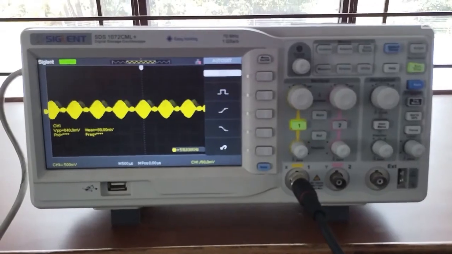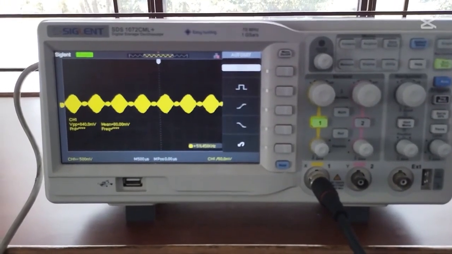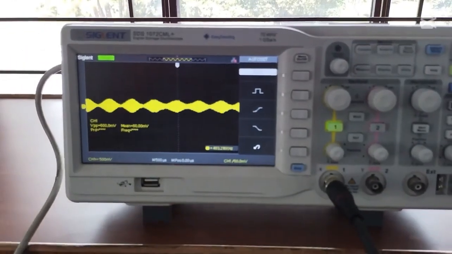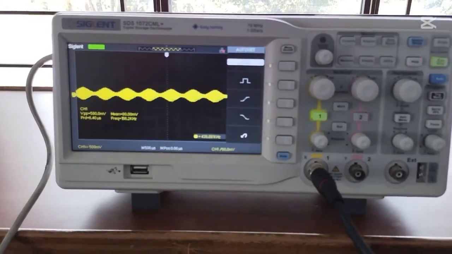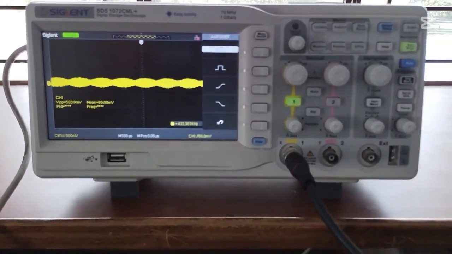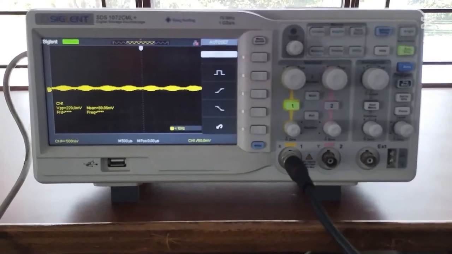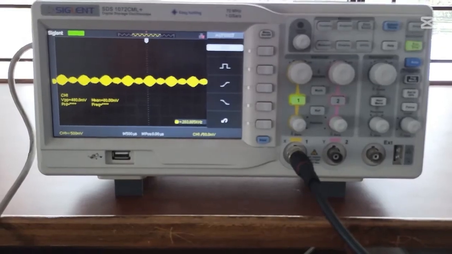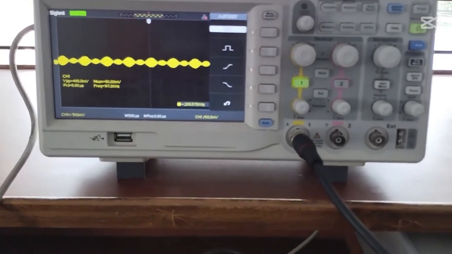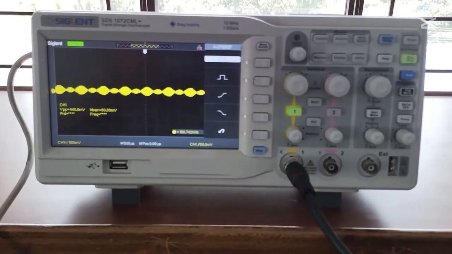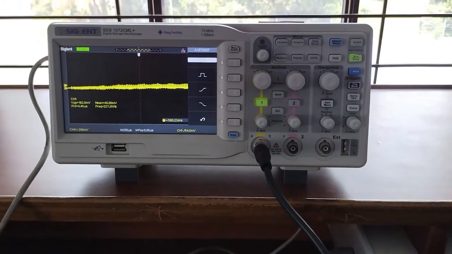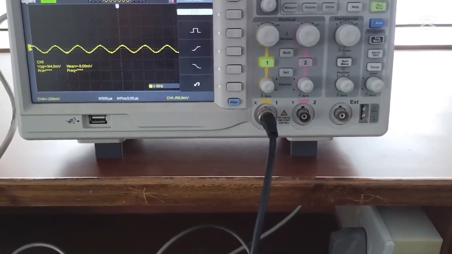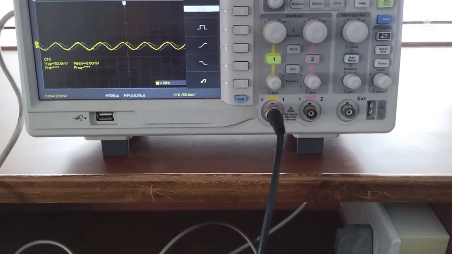So if I pass this through a demodulation circuit, we will see the original signal. Let me adjust some things. After adjustment, it will move towards the original message signal. Wait until we get the original message signal. Okay, so here we have the original message signal. Okay, so this was our practical.